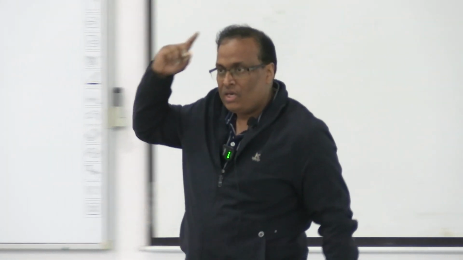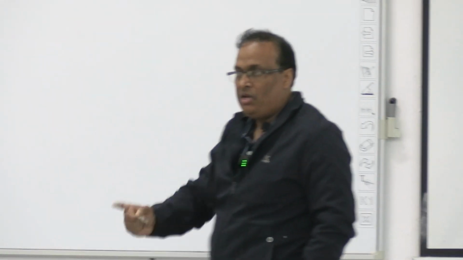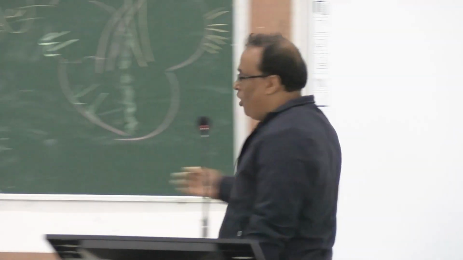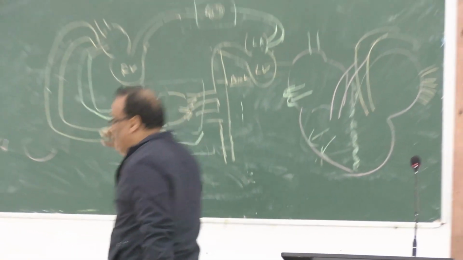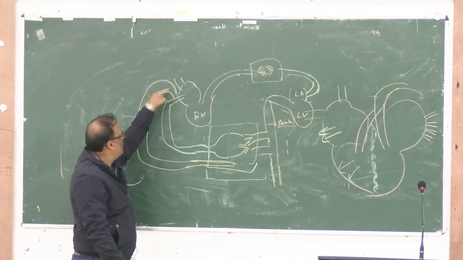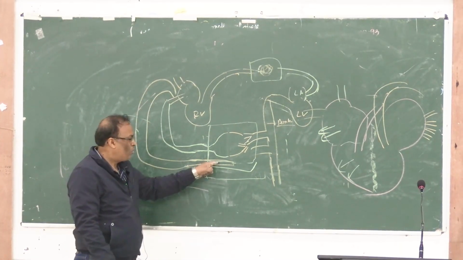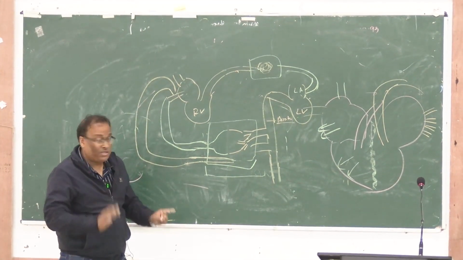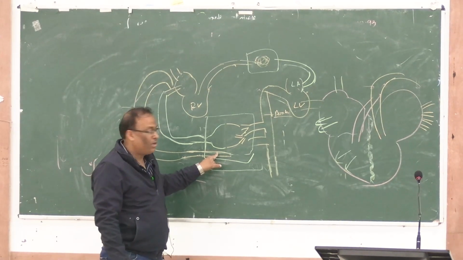So the input is arterioles and meta-arterioles, but the output is venules as well as the lymphatic duct. And the lymphatic duct is always connected here. Why is it so important here? I will say why it is so important.